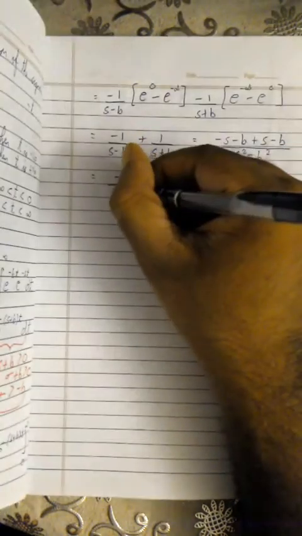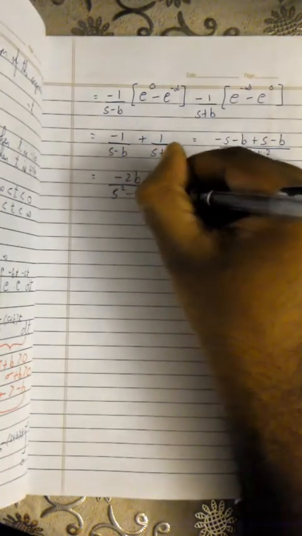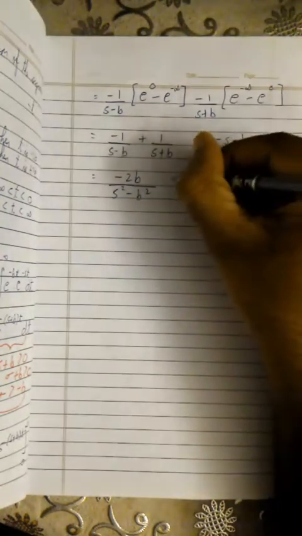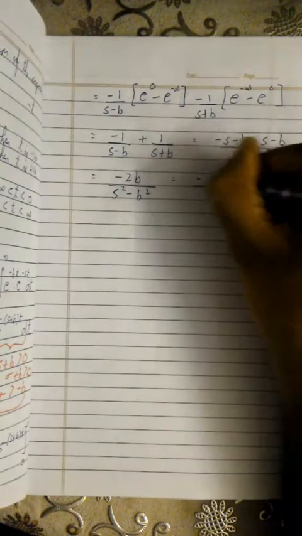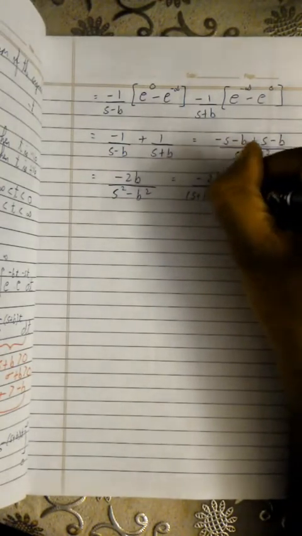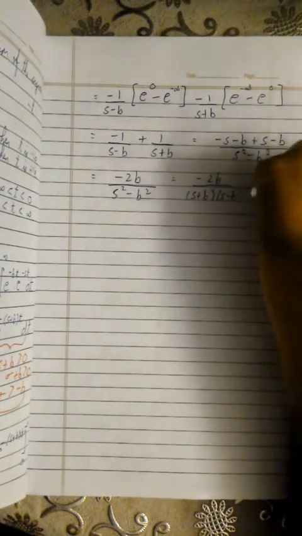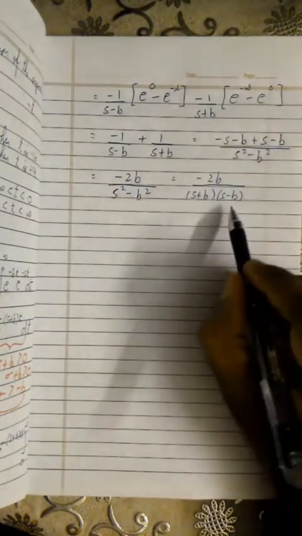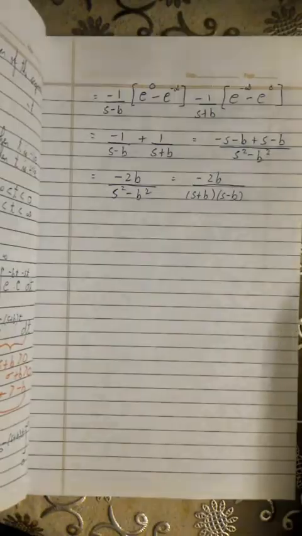by s square minus b square. Okay, or you can also write like this, minus 2b over s plus b into s minus b. Okay, the reason if you write like this is that then you can also mark the poles in the ROC. All right, so this is your answer.